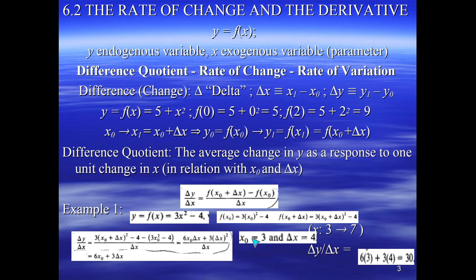Which means when x changes from 3 to 7, for each unit of change in x on average, y changes 30 units of itself. X is measured by its own units, and y is measured by its own units. They don't have to be equal, these units. One is kilograms, the other one is meters, for instance, or one is kilowatt hours, the other one is, I don't know, kilogram force, for instance. It depends on what we measure.